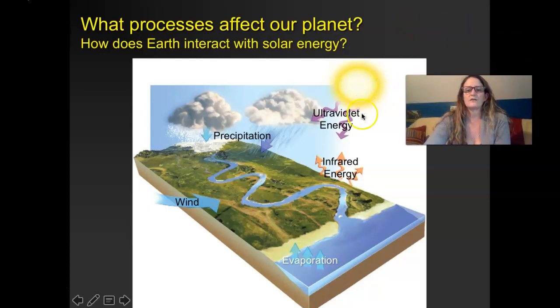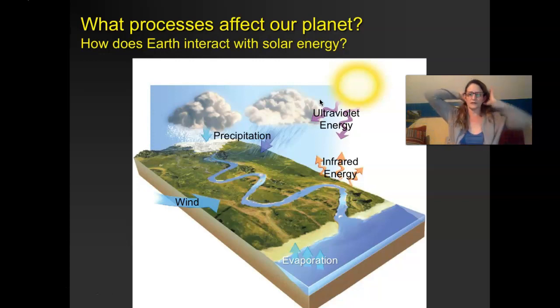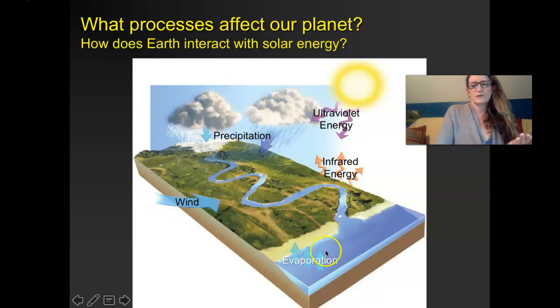Okay. Solar energy. So we have ultraviolet energy that's coming from the sun. Some of that is blocked by the atmosphere, and the rest heats up the earth and causes precipitation because of evaporation from the Earth's surface. We have clouds, they get heavy with water, and then we have precipitation that fills up our watersheds, and we have flowing rivers. Here's evaporation down here from the ocean.